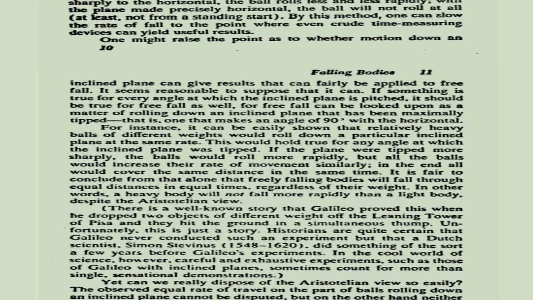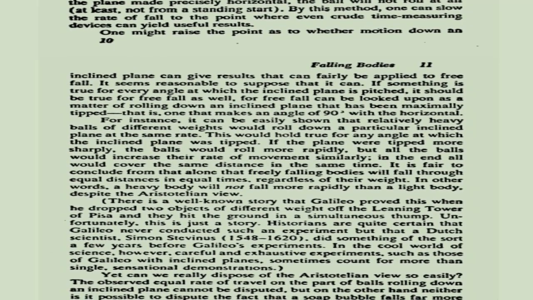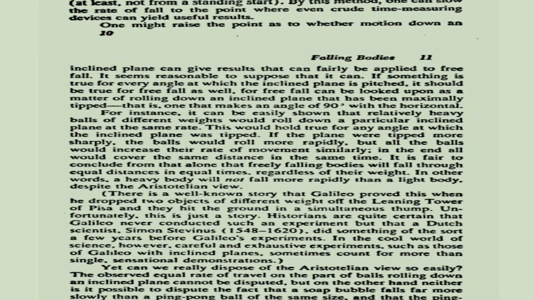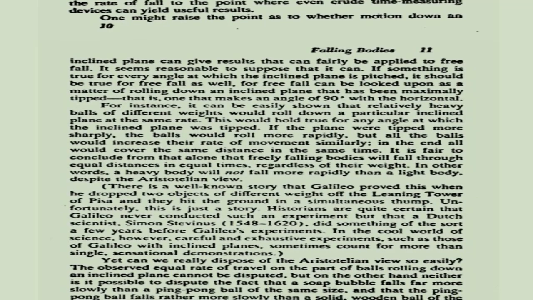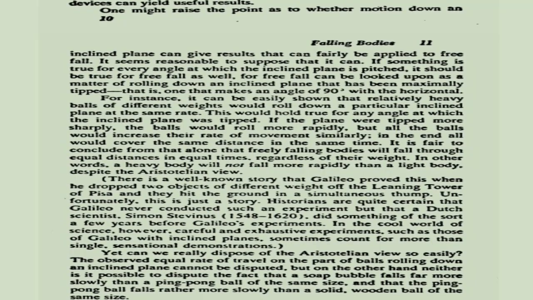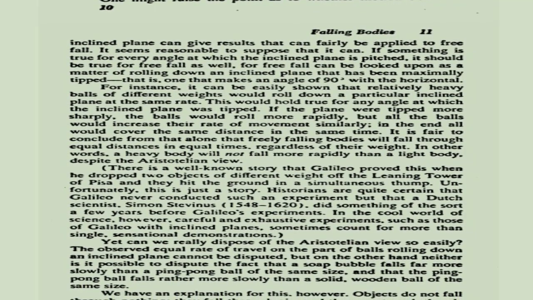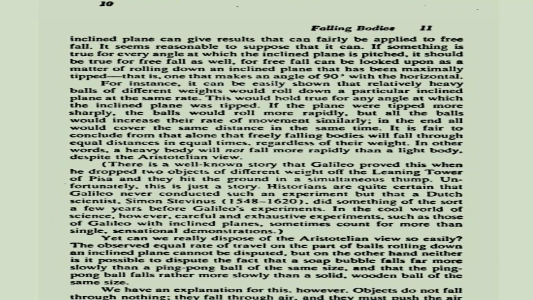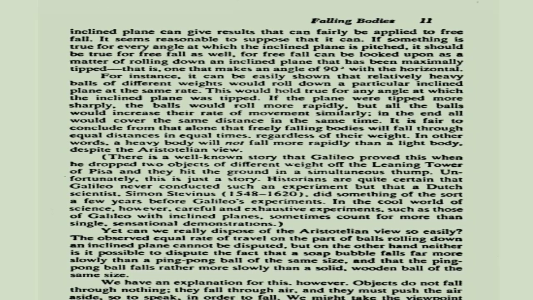It is fair to conclude from that alone that freely falling bodies will fall through equal distances in equal times, regardless of their weight. In other words, a heavy body will not fall more rapidly than a light body, despite the Aristotelian view. There is a well-known story that Galileo proved this when he dropped 2 objects of different weight off the Leaning Tower of Pisa, and they hit the ground in a simultaneous thump. Unfortunately, this is just a story.